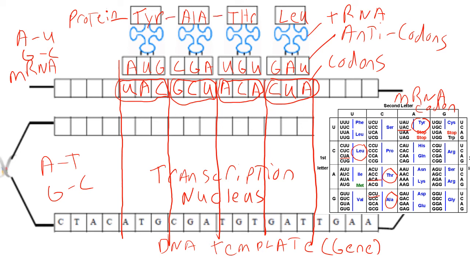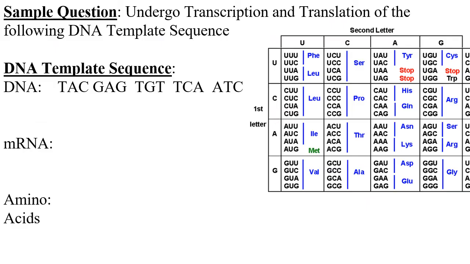The ribosome would then bond all of these amino acids together with peptide bonds. Here's a common transcription translation problem. In these problems, you normally start with a DNA template sequence: TAC, GAG, TGT, TCA, ATC. Now, in order to actually figure out the amino acid sequence, you have to undergo transcription and then translation.